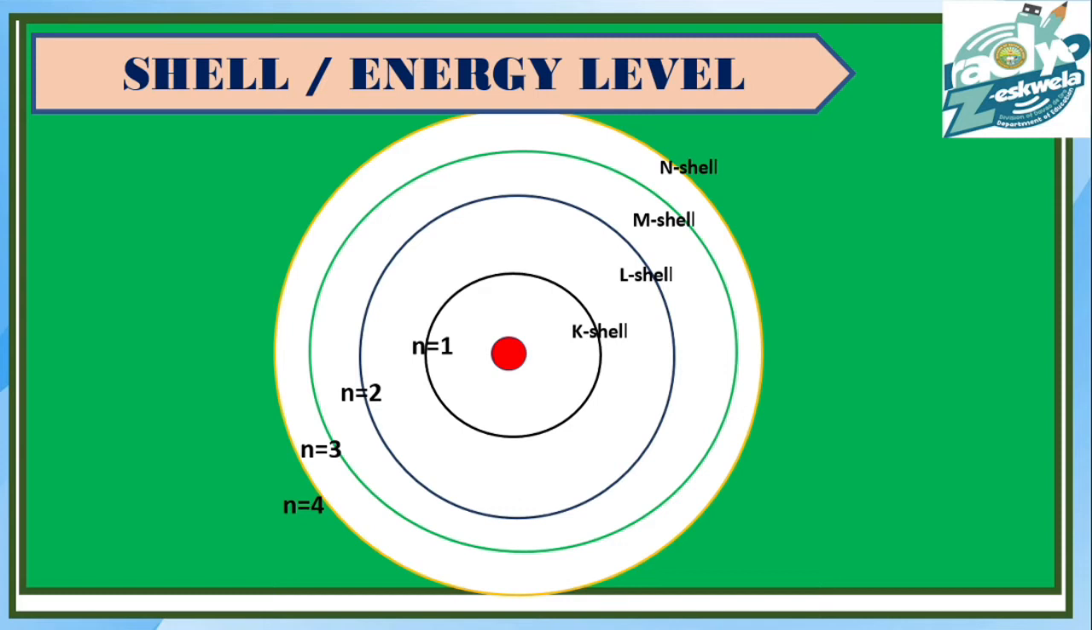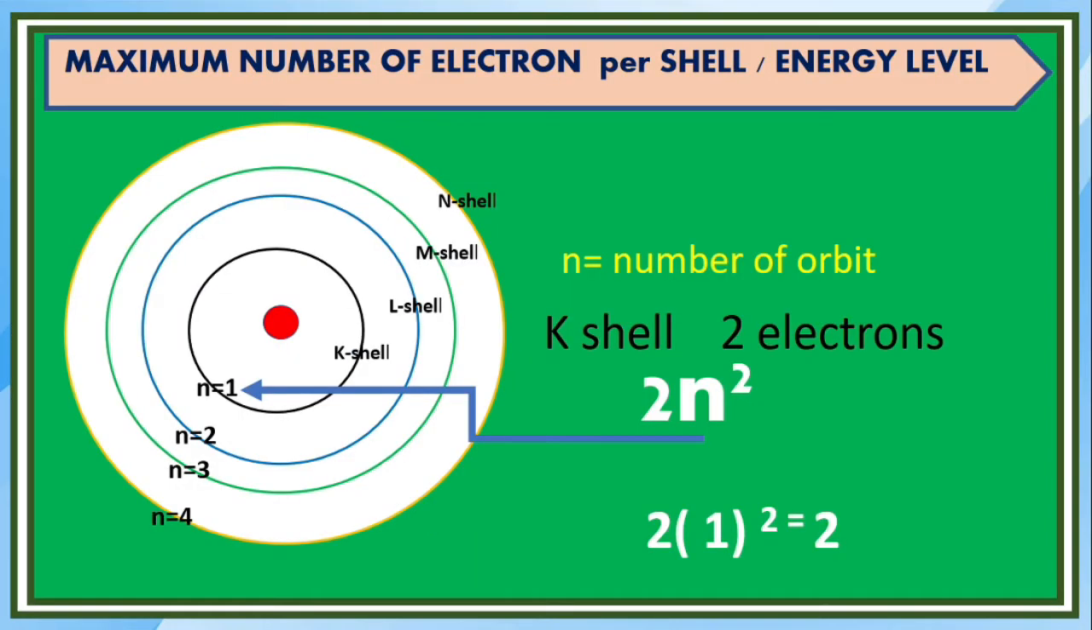The maximum number of electrons that can be accommodated in a particular orbit is 2n to the power of 2, where n is the number of orbits. Thus, for example, K shell has 2 electrons. How do we get this? For the K shell, we have n is equal to 1, because K shell is in orbit 1. In that, we have 2 times 1 raised to the power of 2 is equal to 2.